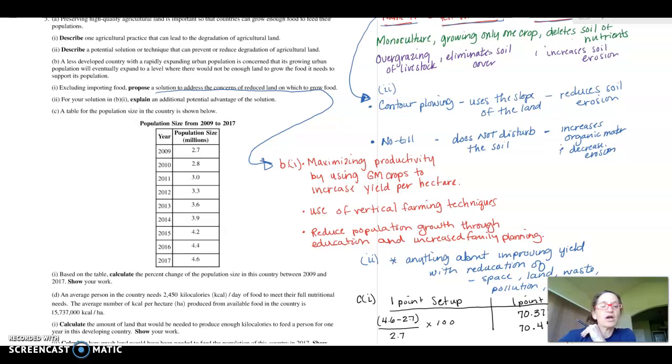So not only could you talk about maximizing yields and getting more per square hectare, you could also go the other route with education and family planning and talk about slowing population growth through education and increased family planning. And so there's two directions you could definitely take there. I would maybe read and look at the other questions to decide which avenue they're really focusing on. But either one would be absolutely correct in this case.